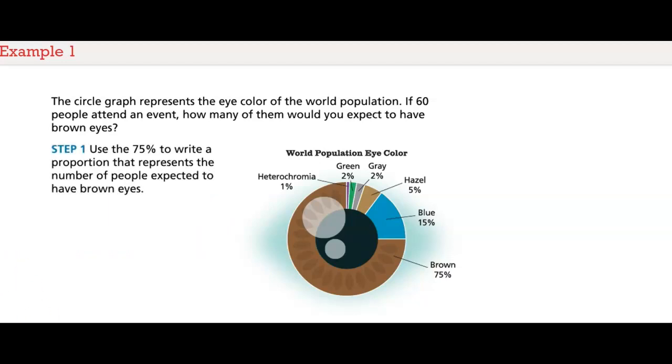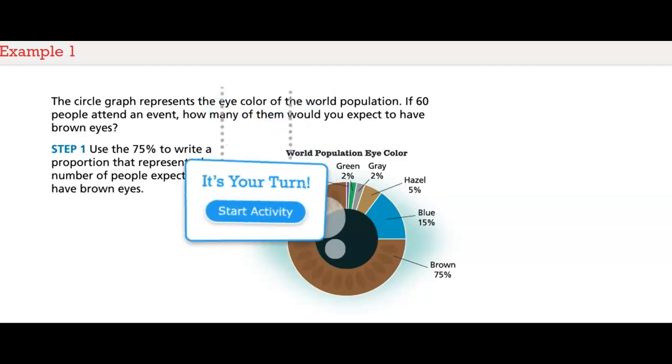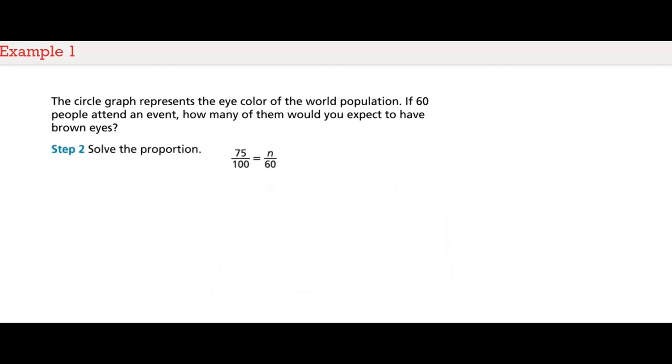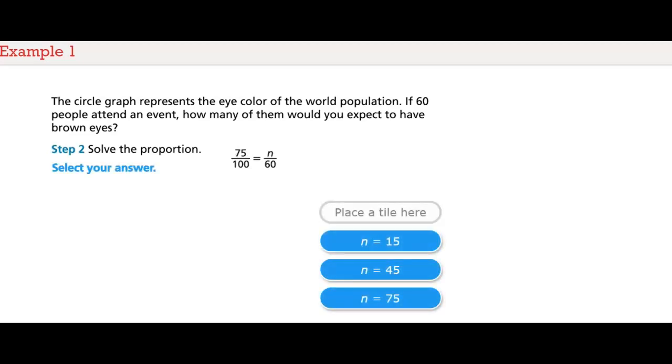Step 1. Use the 75% to write a proportion that represents the number of people expected to have brown eyes. You can write 75% as 75 hundredths. 75 hundredths equals n divided by 60. Step 2. Solve the proportion. Select your answer.